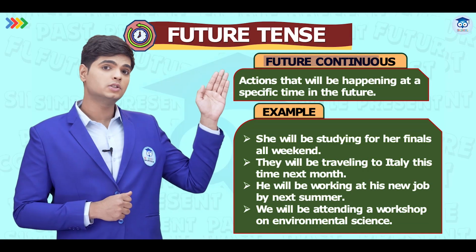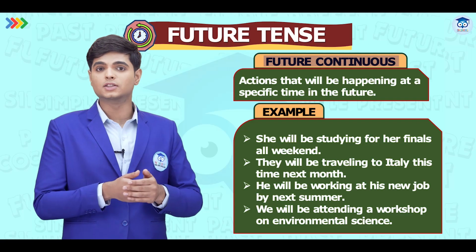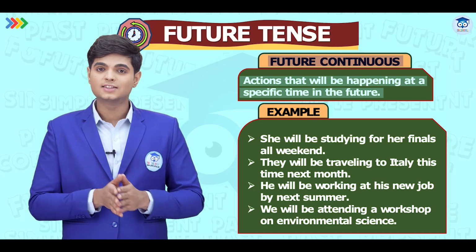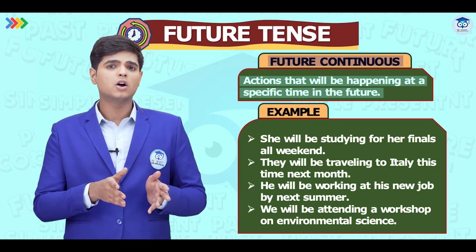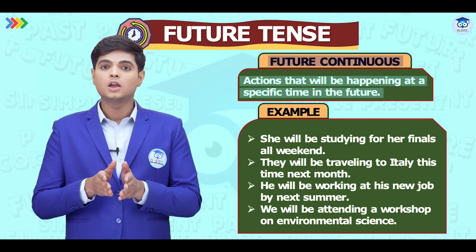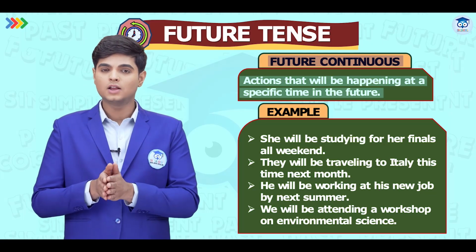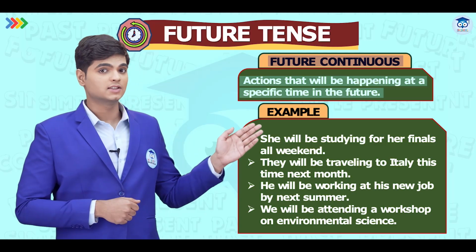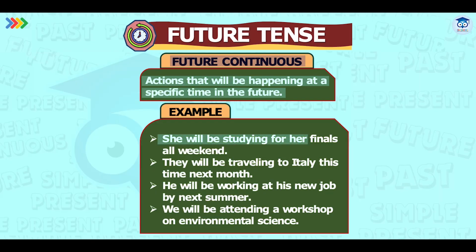The future continuous tense helps us talk about actions that will be happening at a specific time in the future. The structure for this tense is subject plus will or shall plus be plus base verb, that is V1, plus ing plus object. Take this sentence. She will be studying for her finals all weekend. This means that during the weekend, the action will already be in progress.